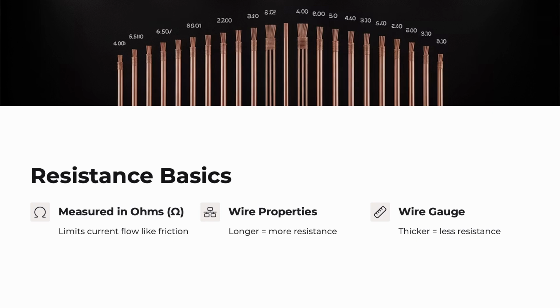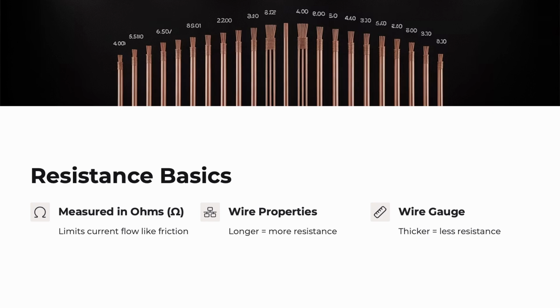The longer a wire, the more resistance it adds. The thicker it is, the less resistance it has. So when planning a system, longer cable runs or thinner wires increase resistance, and that can cause voltage drop. Resistance isn't the whole story.